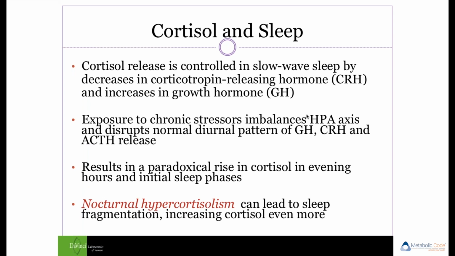So cortisol is important for sleep, and cortisol release is controlled in slow wave sleep by decreases in corticotropin releasing hormone and increases in growth hormone. Exposure to chronic stress imbalances the HPA axis and disrupts normal diurnal patterns of growth hormone, CRH, and ACTH release in the pituitary, which results in a paradoxical rise in cortisol in the evening hours and initial sleep phases. So nocturnal hypercortisolism, so high cortisol levels at night, can lead to sleep fragmentation, increasing cortisol even more.